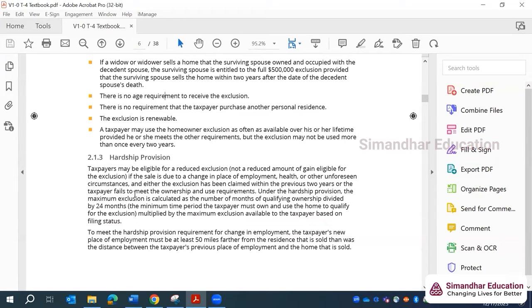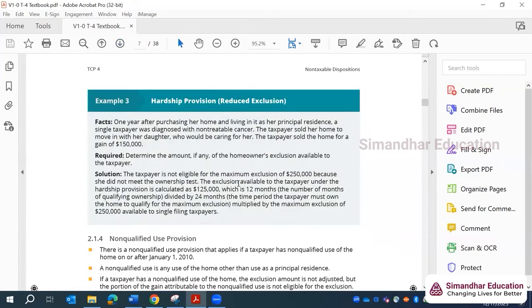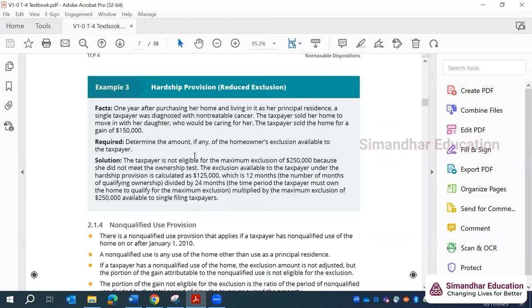So in this case, I will be able to exclude the entire $15,000 of gain. So what you're doing in the hardship provision is you are prorating the exclusion amount. I'll repeat myself: you are prorating the exclusion amount based on the ownership of the property. Okay, so we'll do one example here and then I'll explain the non-qualified use of the property.